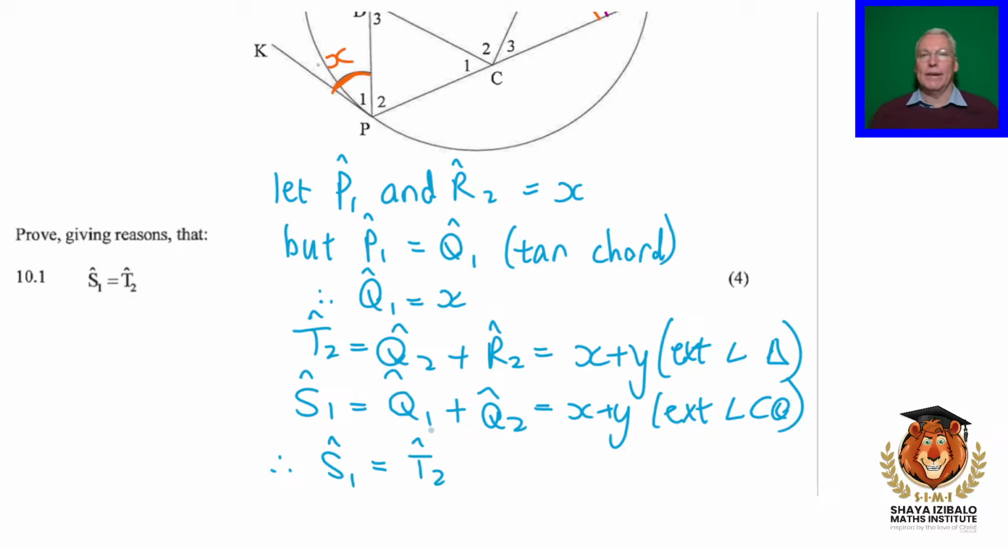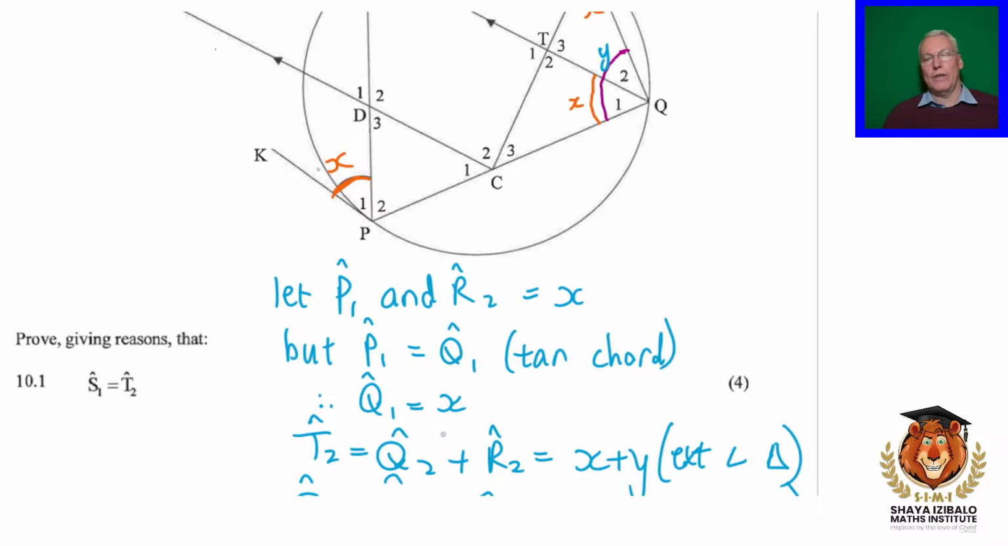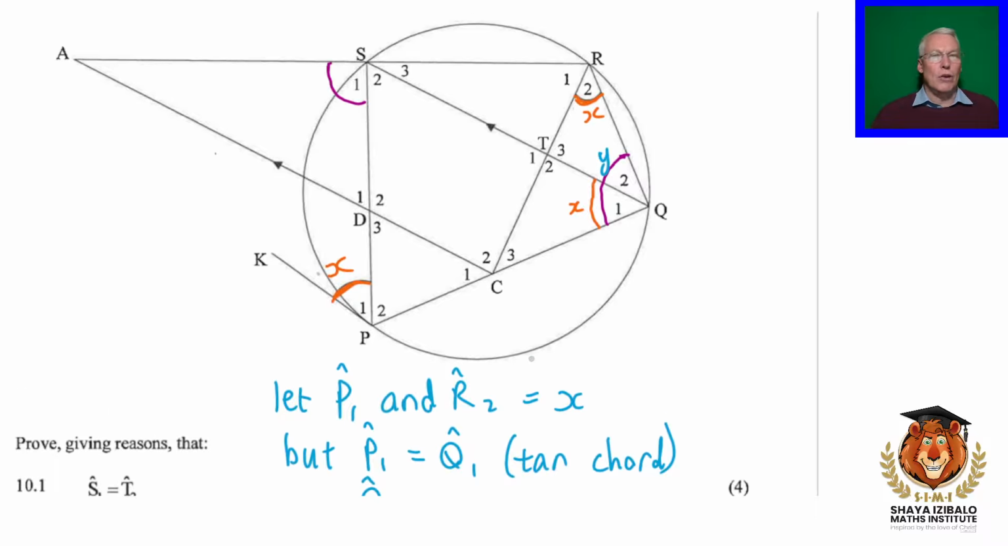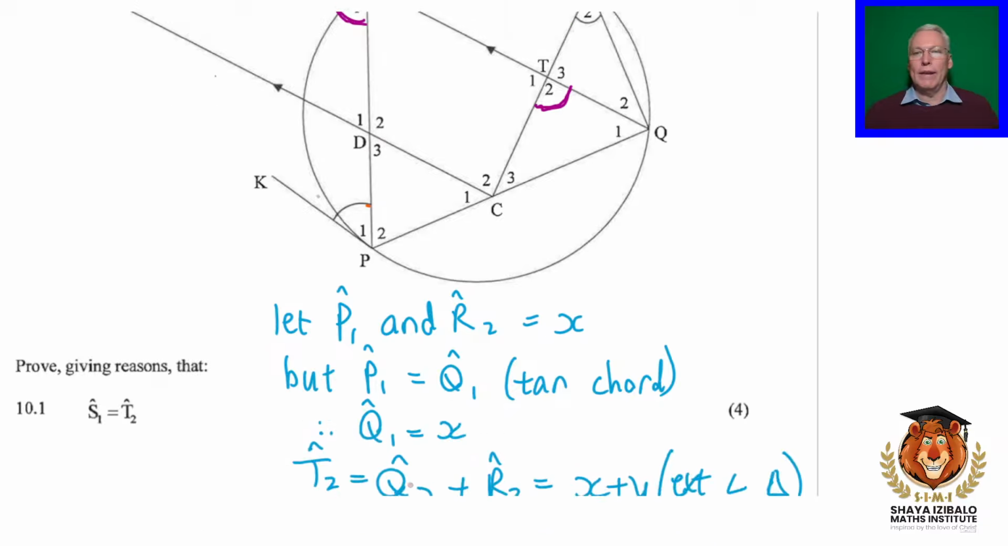Now, again, let's just say you couldn't do that. You now need to go into part B of this question, knowing that S1 is equal to T2. So I'm going to mark that in: S1 is equal to T2, that there is equal to that there, because chances are we're going to need that.